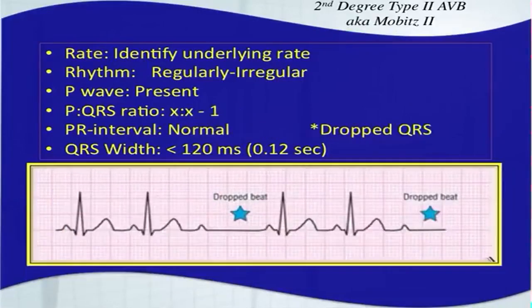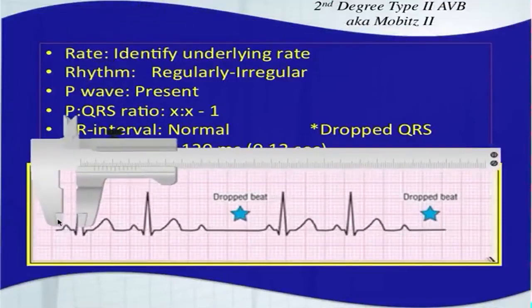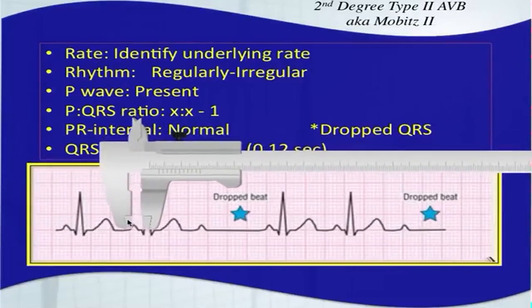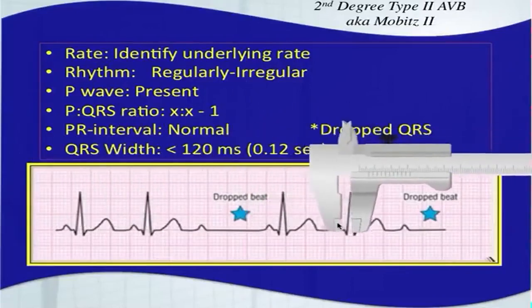Let's take a look at the next type of AV block. This is a second degree type 2 or a Mobitz 2. Okay, a Mobitz 2 AV block. It's the next one down the line. Again, you're going to identify the underlying rate. Your rhythm could be regularly irregular, or it could be regular depending on your ratio of blocked beats. Your PR interval, all right, should stay consistent. It should be normal. And here's what I mean. You have this PR interval here, should be the same as this PR interval here, which should be the same as this one over here and this one over here.